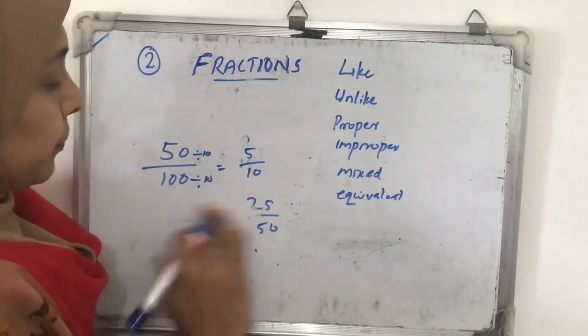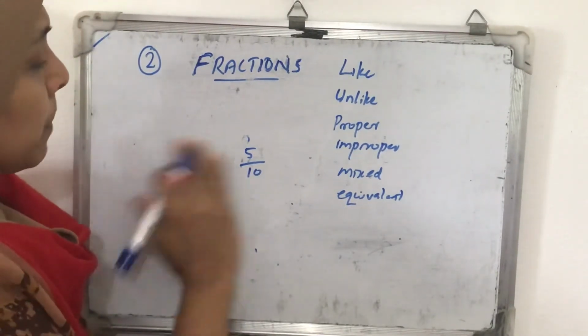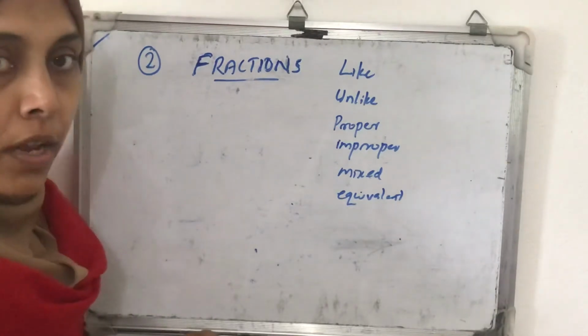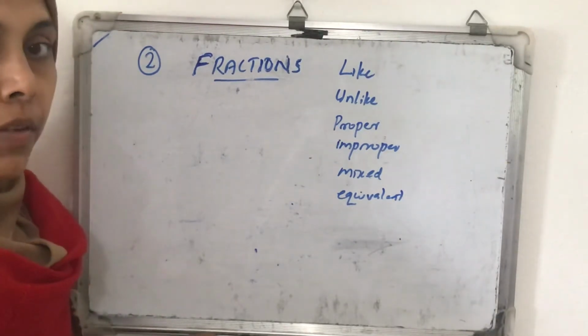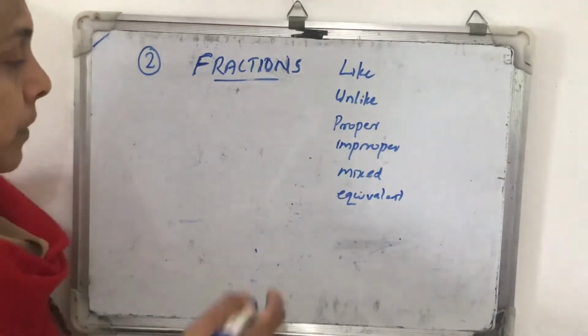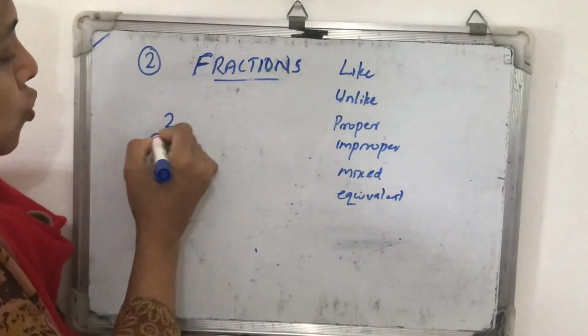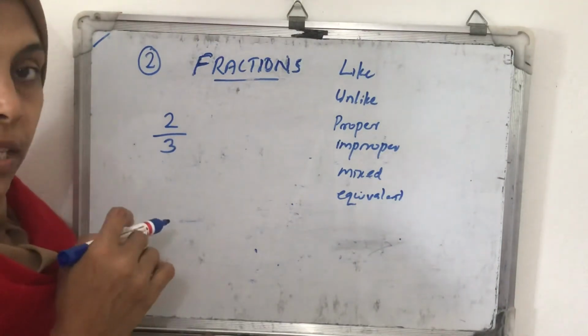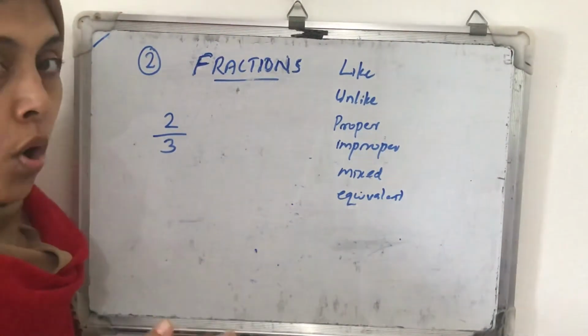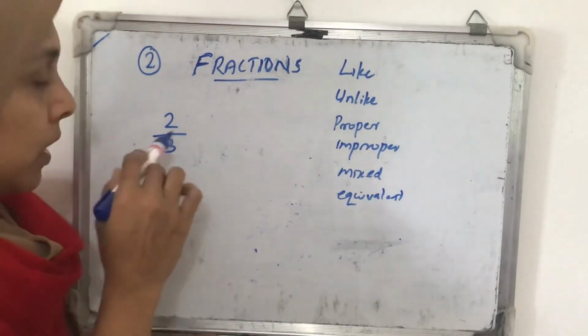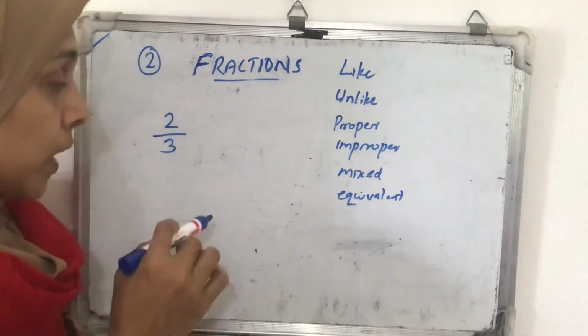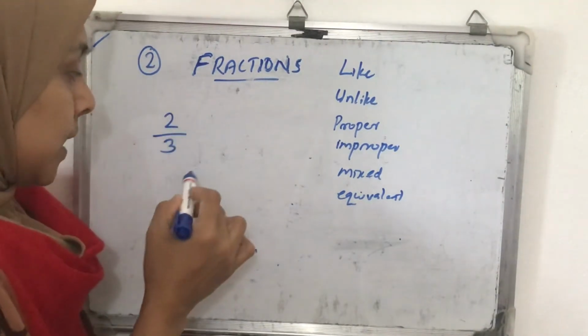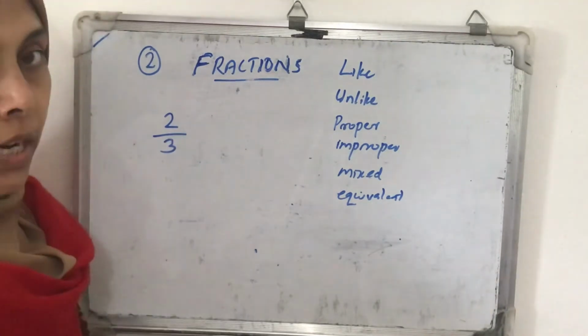Next is the simplest form of a fraction. How can we find out, if a fraction is given, whether it is in simplest form or not? Suppose one fraction is given, 2 by 3. Can you find any common factor in 2 and 3? No common factors other than 1. Only 1 is a common factor of both 2 and 3. So we can say 2 by 3 is in simplest form.